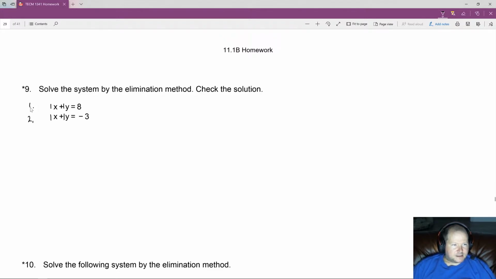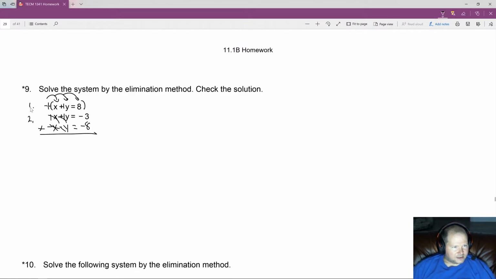What that means is, since both the x's are positive, both the y's are positive, we need to multiply one of them by a negative 1 so that we flip the signs, and when we add them together, something will actually eliminate. Okay, so we say negative 1 times x is negative x. Negative 1 times positive y is going to be a negative y. Negative 1 times positive a is going to be a negative a. And then we add these together.